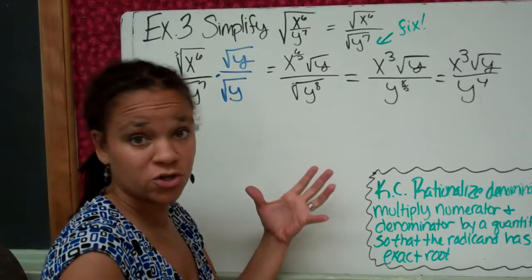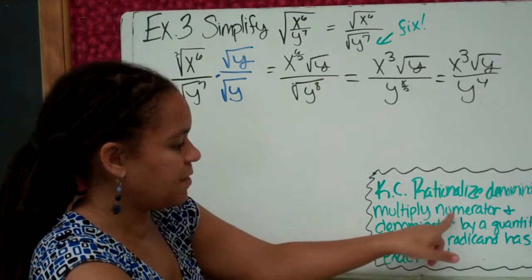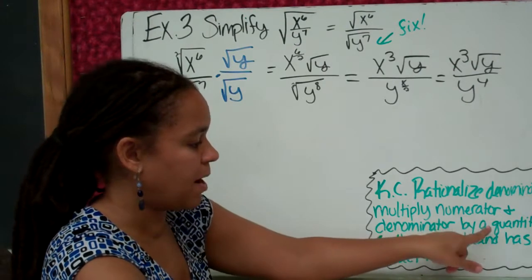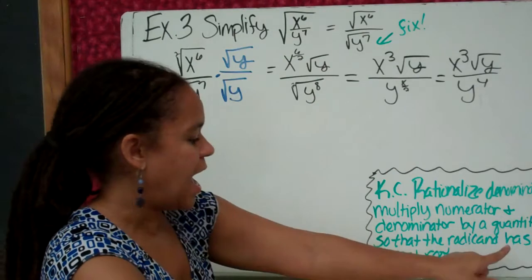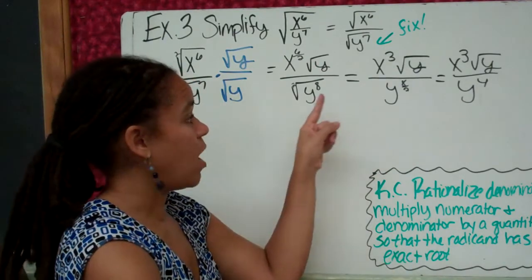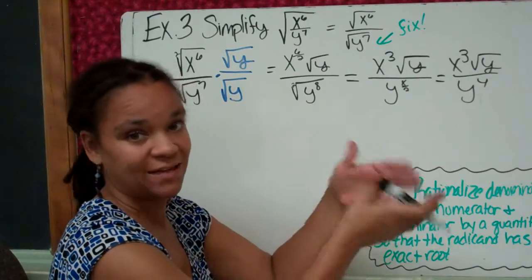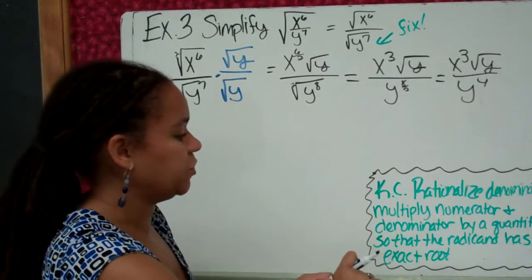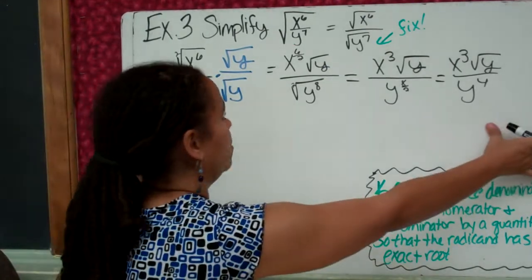Now we've rationalized the denominator. What we did here was multiply the numerator and the denominator by a quantity so that the radicand has an exact root. The y to the 7th was a problem, but if I multiply and give it another y, I have y to the 8th, and I can divide it evenly by the 2. So we rationalized the denominator by getting rid of that radical in the denominator.